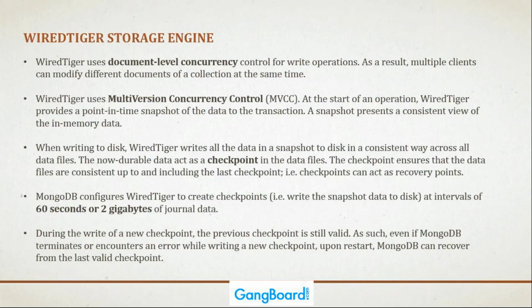So the snapshots are created for every operation, whether insert, update, or delete. When the checkpoint occurs, only then will it be written into the disk. The checkpoint occurs at an interval of 60 seconds or 2 gigabytes. For every 60 seconds, that means every 1 minute, it will write into the disk. Otherwise, before 1 minute, if the data reaches more than 2 GB, then it will write it into the disk.